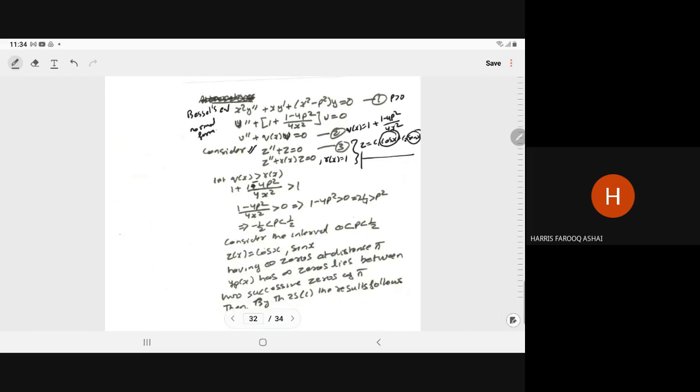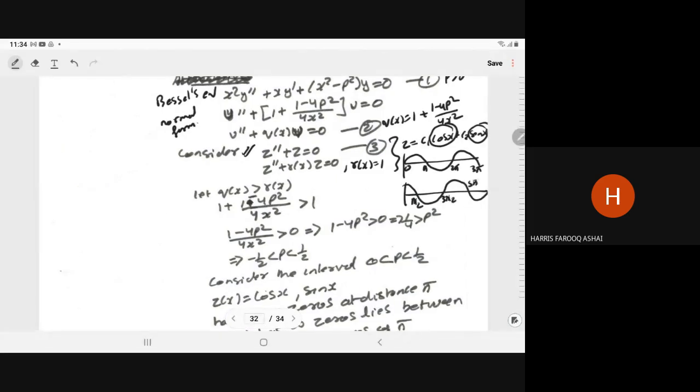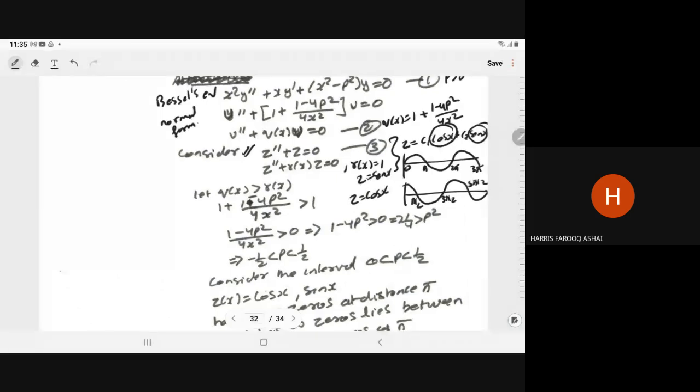If z is equal to sin x, then the zeros are 0, pi, 2 pi, 3 pi. And when we have cos x, the zeros are pi by 2, 3 pi by 2, 5 pi by 2. So the difference between consecutive zeros is equal to pi. Clear? This is the graph for z equal to cos x, and this is the graph for z equal to sin x.